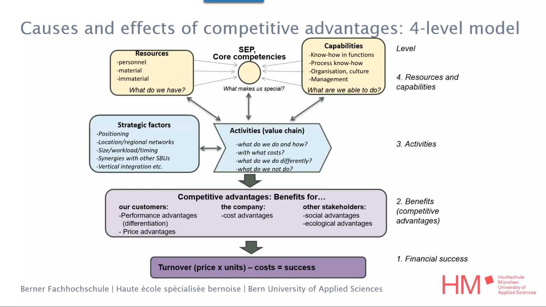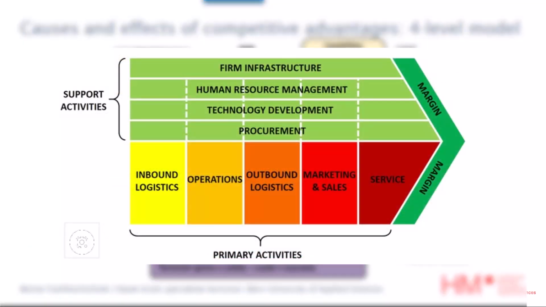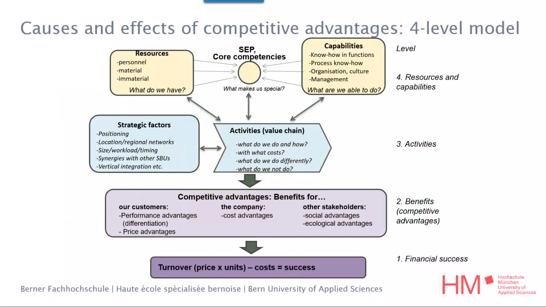And you'll remember also from your studies of strategy, Porter's value chain, that splits up all the areas of activity that the firm undertakes and answers questions like, what do we do and how do we do it? What are the costs of doing these things? What do we do differently to others? And what do we not do consciously? What are the things that we actually consciously decide that we're not going to do?